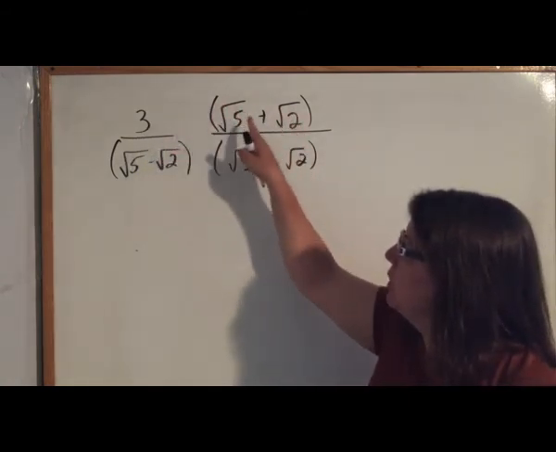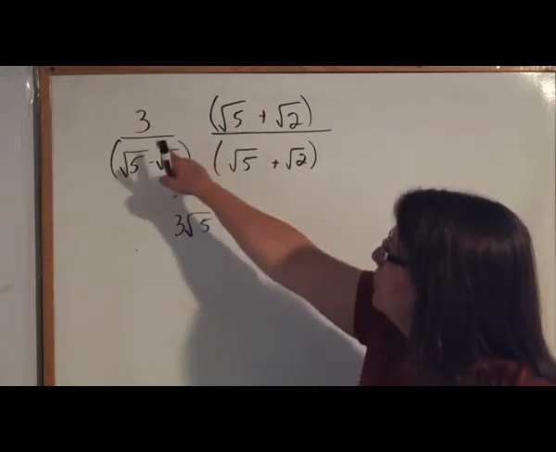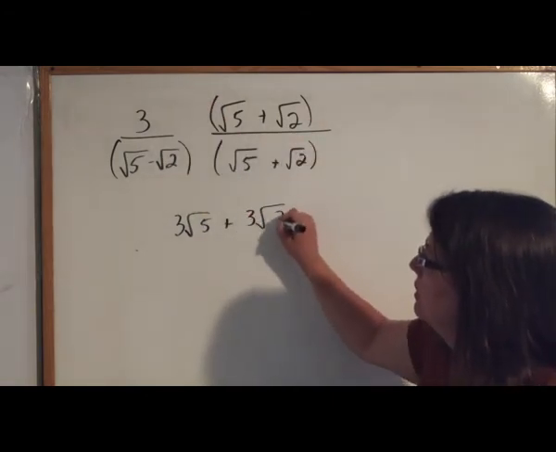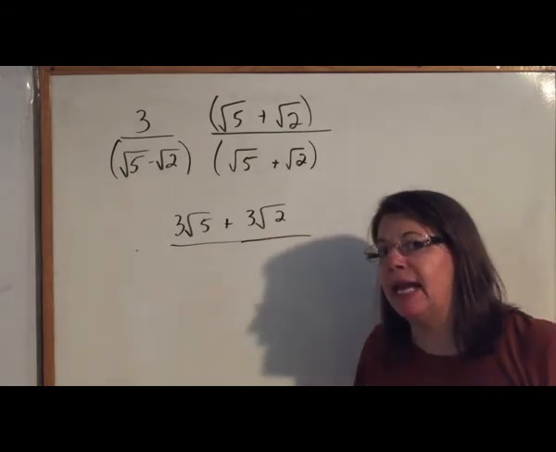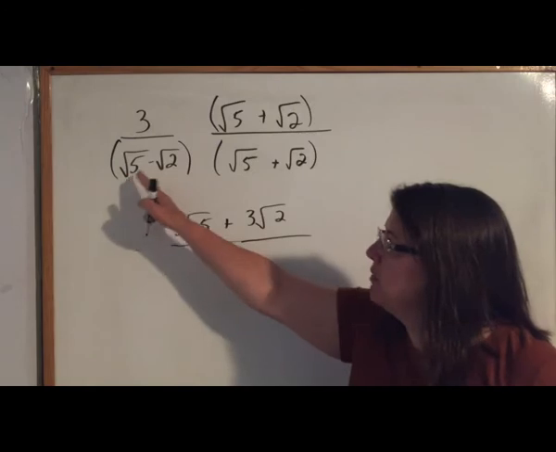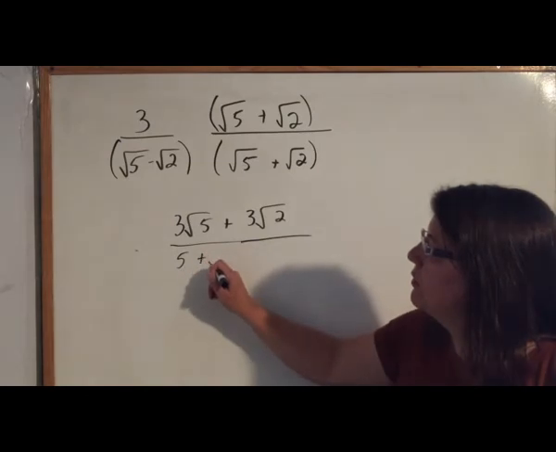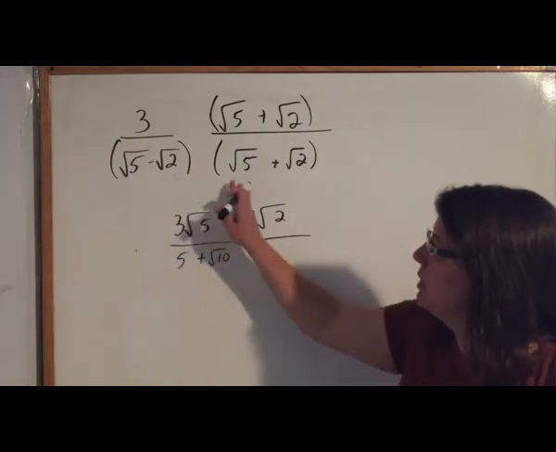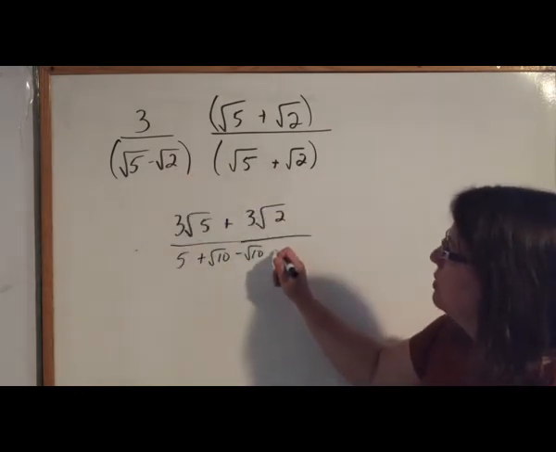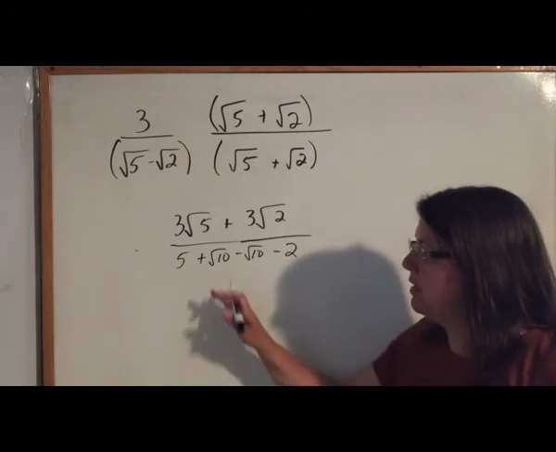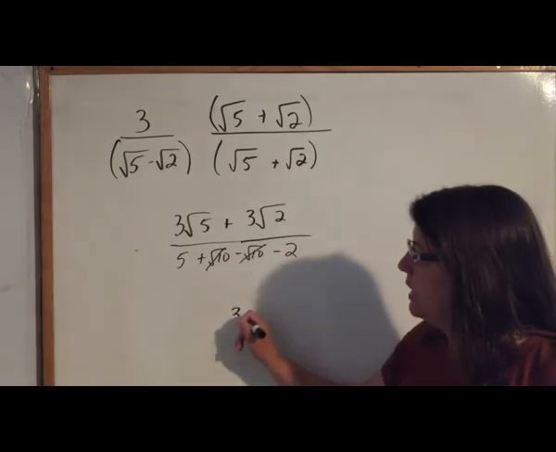So 3 square root of 5 plus 3 square root of 2. And then remember, on the bottom, the middle terms are going to cancel each other out. So if I think about that, square root of 5 times square root of 5 is 5. Square root of 5 times square root of 2 is square root of 10. Negative square root of 2 times square root of 5 is minus square root of 10. And negative square root of 2 times square root of 2 is a minus 2. And then notice my middle terms are opposites, so they do cancel. 5 minus 2 is 3.